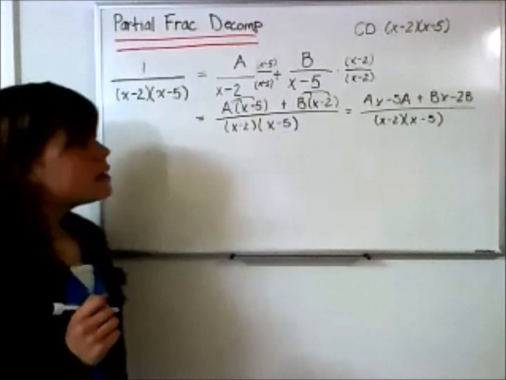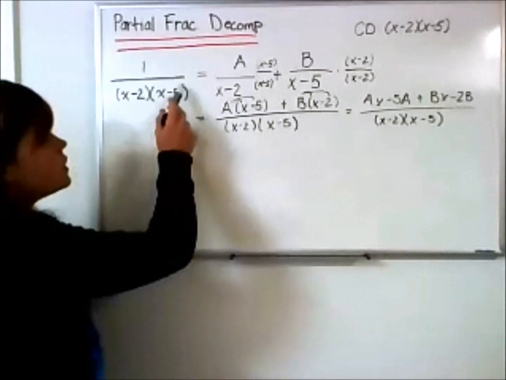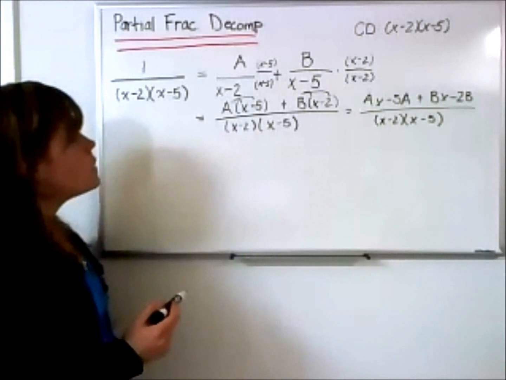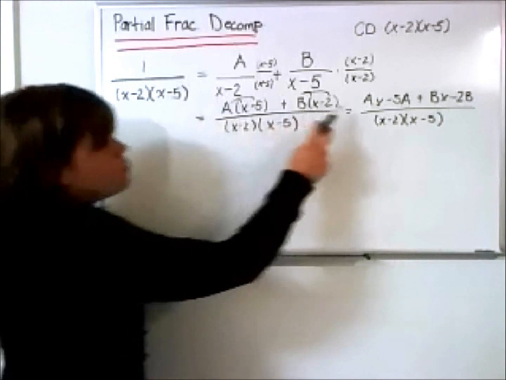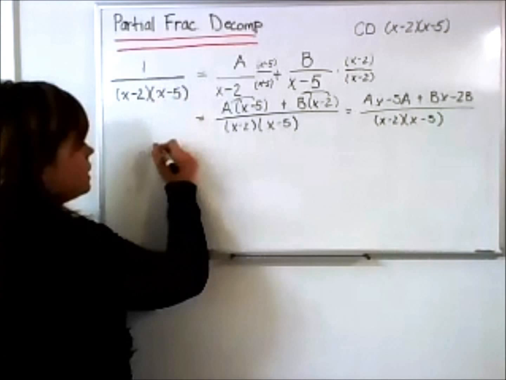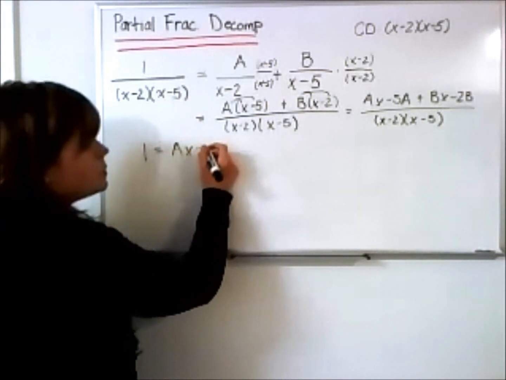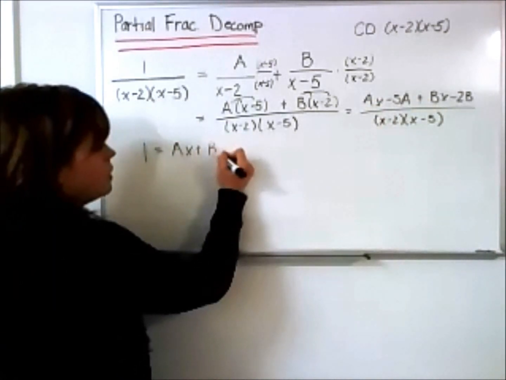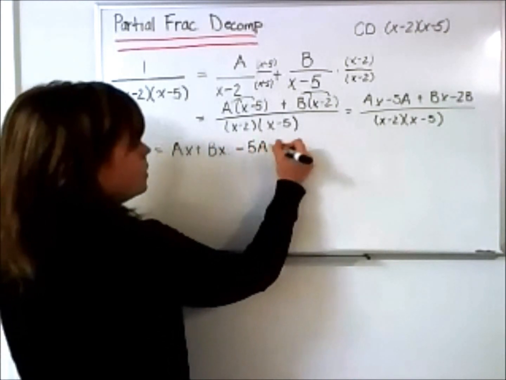Okay, so now that we've done that, we're ready to actually go back and look at what we had originally. Now notice our denominators are the same, which is what we were trying to do. So if our denominators are the same, we can compare the numerators. So we have 1 equal to this whole thing, this numerator. So what I'm going to do is just write that down. So I'll have 1 is equal to Ax, actually I'm going to move the x terms together, and you'll see why in a second. So Ax plus Bx minus 5A minus 2B.